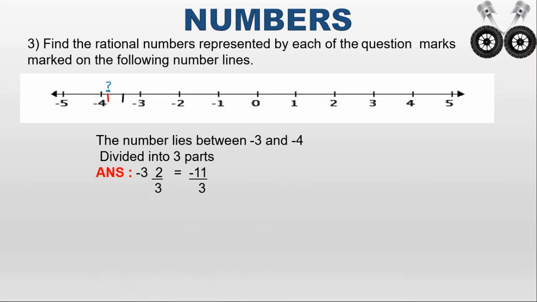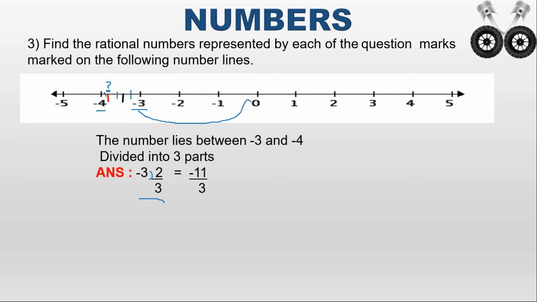So, for that, first you have to write where the question mark lies. It lies between -3 and -4. Next, you have to write how many parts it is divided into. It is divided into 1, 2, 3 equal parts. So next you have to write the mixed fraction. Of the two integers -3 and -4, which lies closer to 0? -3 lies closer to 0.